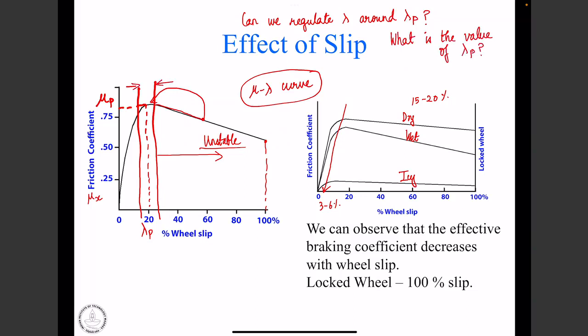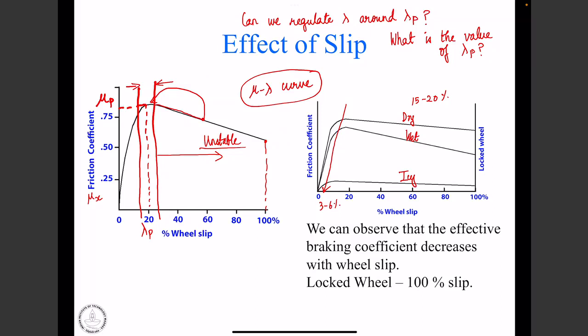Because as we said, lambda p can be around 15 to 20% on a dry road. It can go down to 3 to 6% on an icy road. So how do we know a priori, when the vehicle is being braked, what is the actual tire-road friction level, right? What is the tire-road condition? How do we detect those things in an automated fashion, right? So that's a big challenge for us.